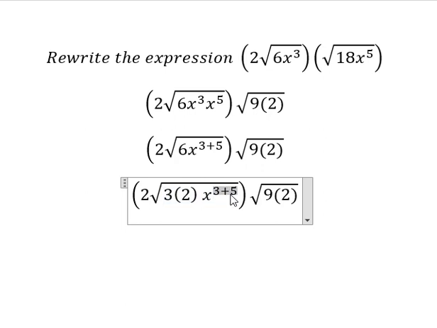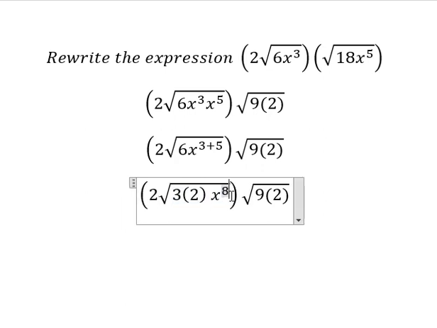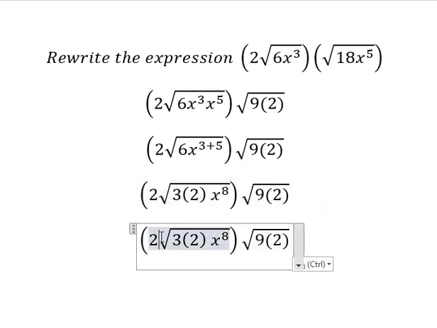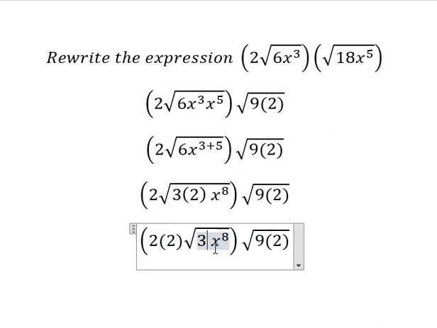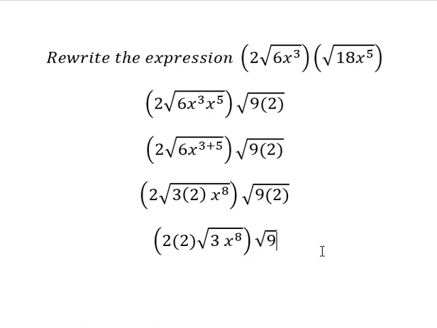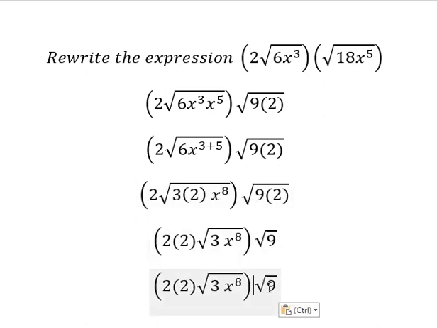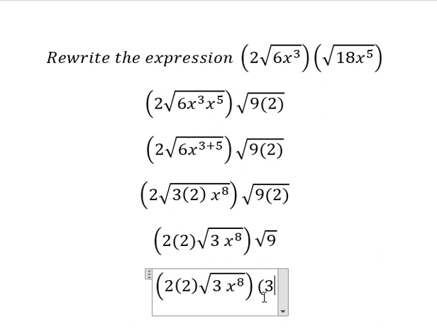This one we have number 8. So the square root of number 2 with the square root of number 2, you got number 2 in here. Next, the square root of number 9, that is about number 3.